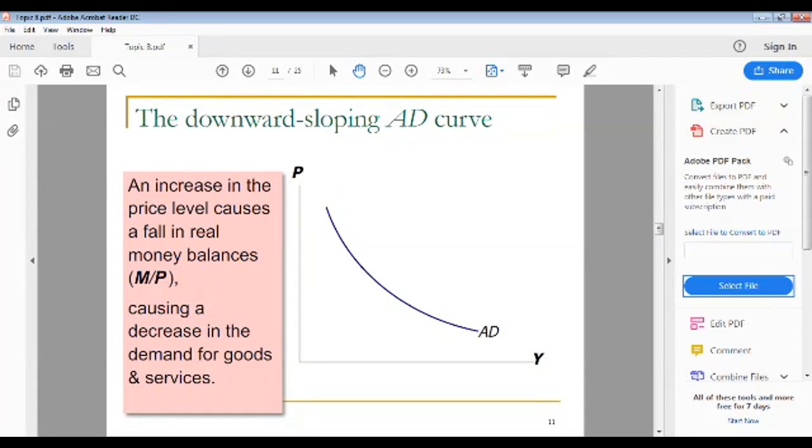Yep, exactly. So when price levels are low, then people demand more real money balances, meaning that they carry more cash around with them, and they spend more money because things are cheaper, relatively speaking. And then the other way around when it's high. When it's high, people don't hold as much cash, and they don't spend as much because they know things are more expensive, relatively speaking. Okay. But this is for everything in the economy, all goods and services.